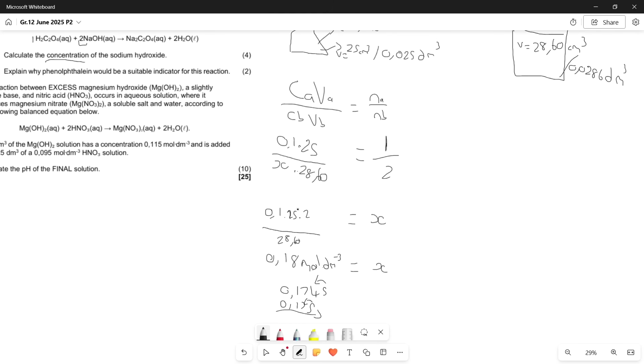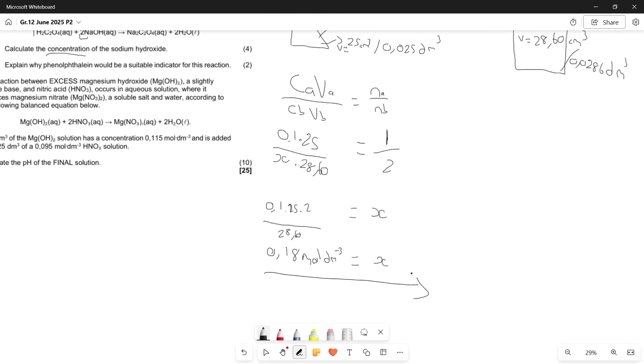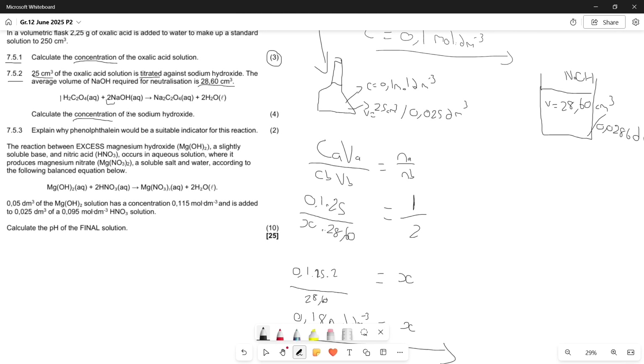And once again, we could just do centimeters cubed here and centimeters cubed here, or decimeters cubed and decimeters cubed. The ratios just divide each other, provided that we have the same units for both. And that's why we don't necessarily have to do the conversion to decimeters cubed in this calculation, which means we have our final answer over there for the concentration of the sodium hydroxide for 4 marks.